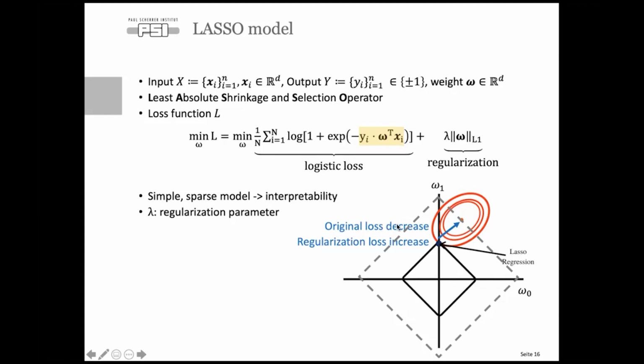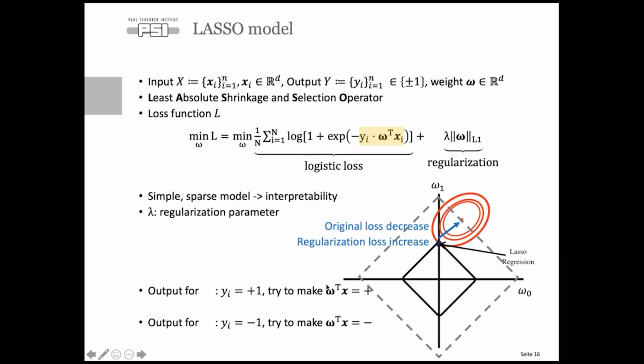Lasso encourages a model to be simple and sparse. By having a sparse model, we can increase the interpretability of our model, in the sense that we can see which input channels are more important according to the weight. This lambda here is the regularization parameter. With a larger lambda, more input features will be suppressed to 0.